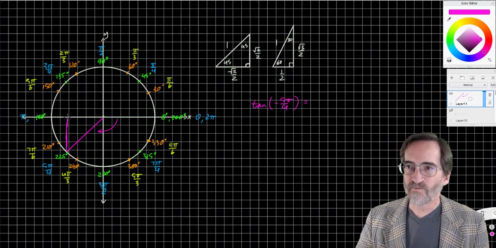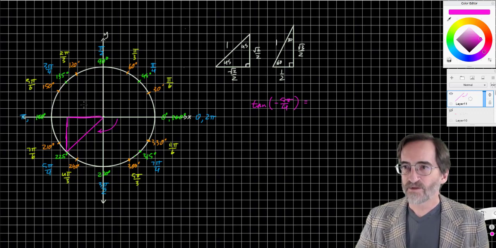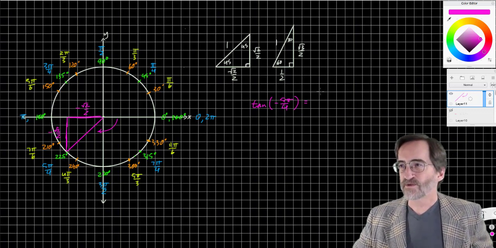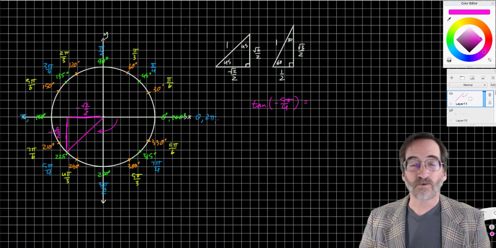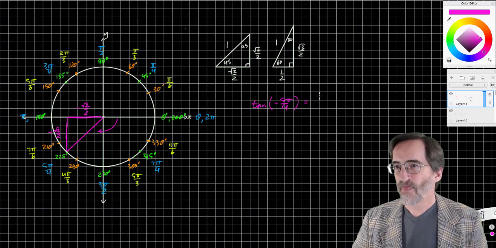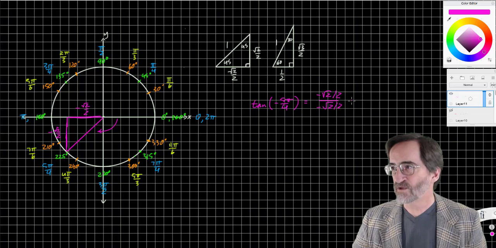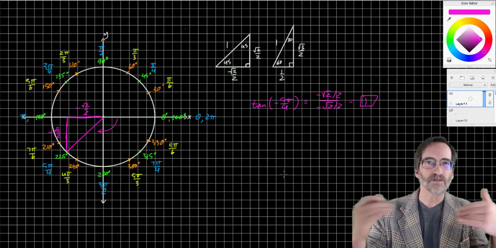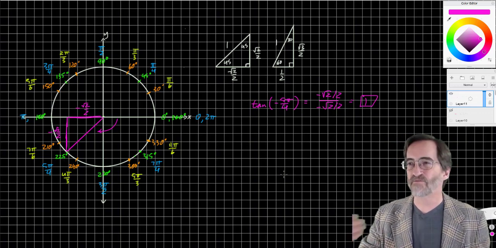So this is a 45-45 right triangle. So the sides are root 2 over 2, root 2 over 2. However, this is left root 2 over 2, and this is down root 2 over 2. So both are negative. So tangent being opposite over adjacent, or as you may have figured out already, sine over cosine. Negative root 2 over 2 divided by negative root 2 over 2 is positive 1. Okay, so just be aware of left is negative, down is negative, right is positive, up is positive.